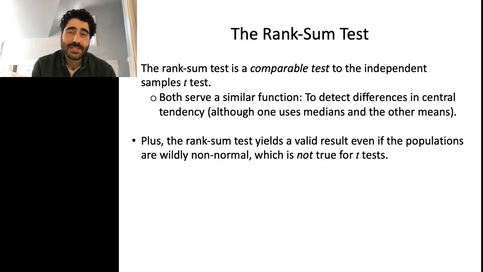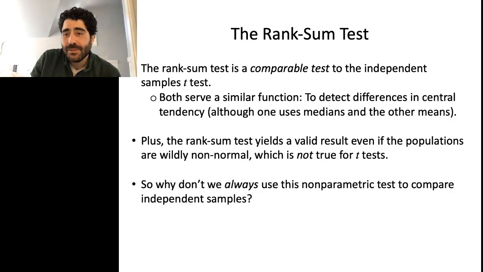Right, and this is not true for t-tests. For t-tests, especially if our sample size is relatively small, we do have to have some assumptions about the population. We need the population to either be normally distributed or to have a big enough sample that the central limit theorem kicks in and gives us a normal sampling distribution.